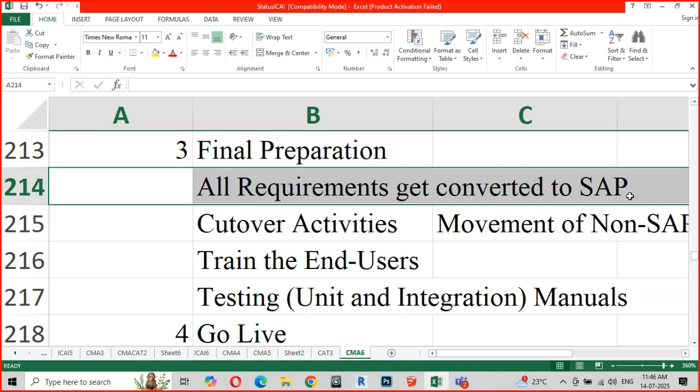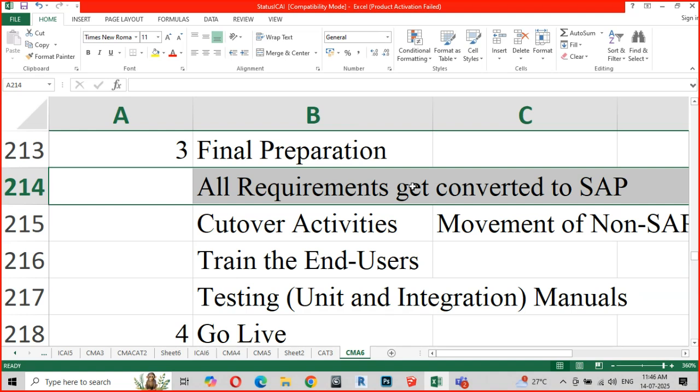Whatever the implementing company required, they get converted into SAP. Now, what is the most critical activity in this particular phase? This can actually be considered as another phase of the project, but I'm putting it in the final preparation phase itself.